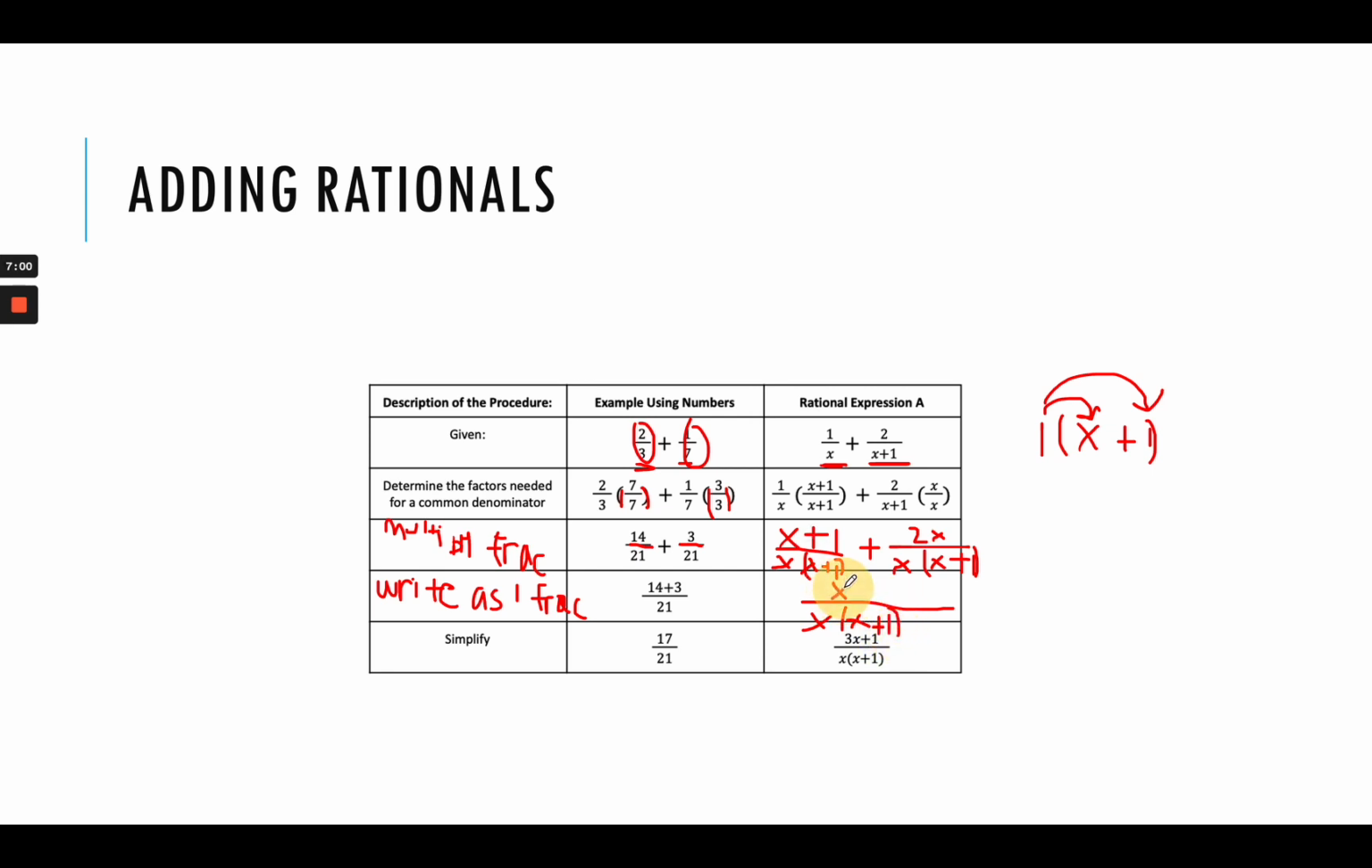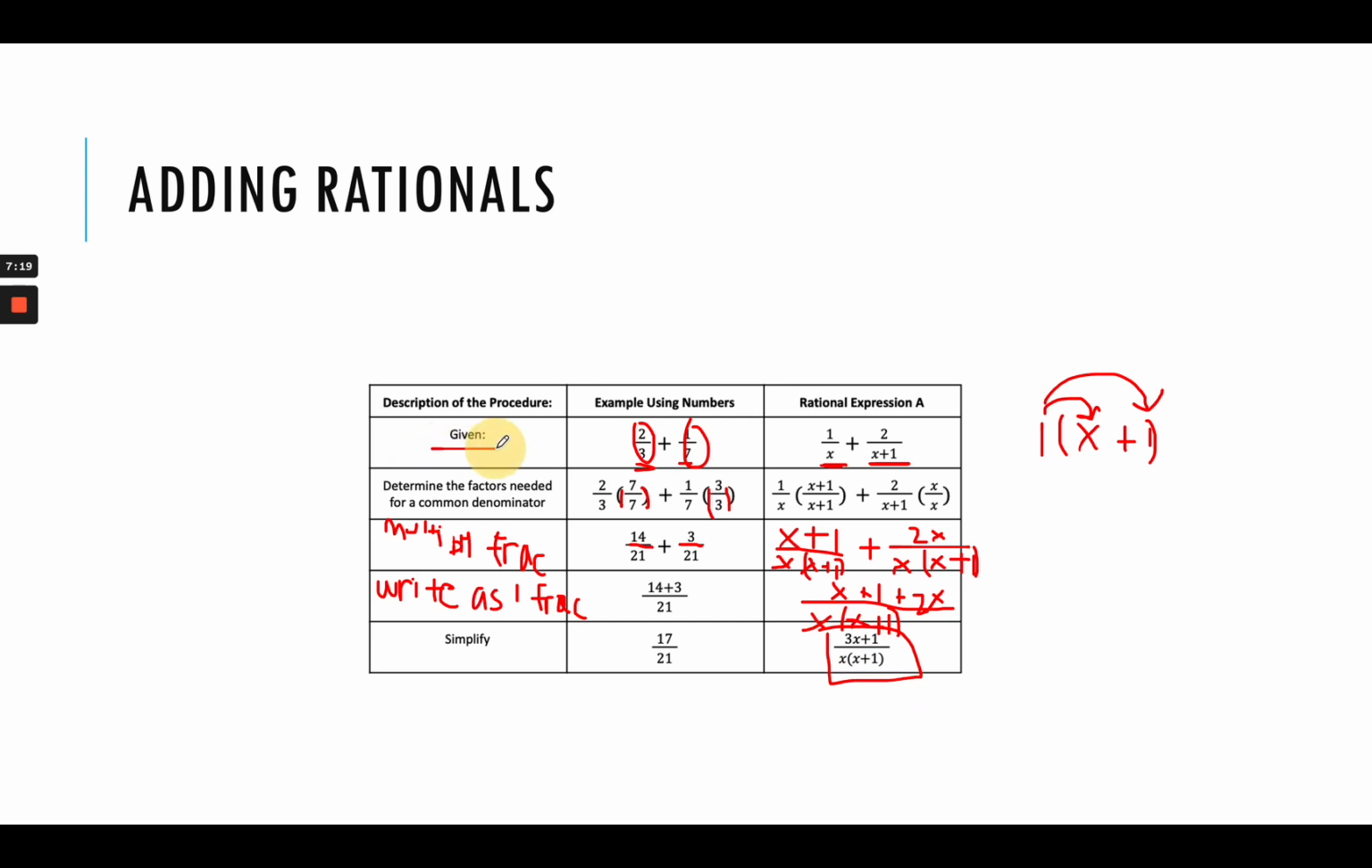And then on the top, we have x plus 1 plus 2x. The last step is to simplify. Well, x plus 2x is 3x, and then we have plus 1. That's over our denominator, so 3x plus 1 is the answer.